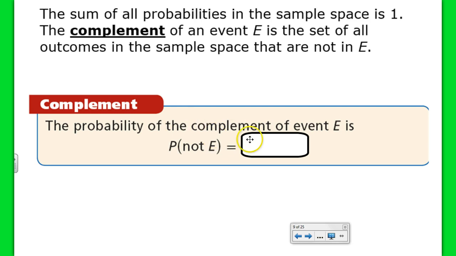The probability of the complement of an event, so the probability of not event E, would be 1 minus the probability of event E. So if I have, let's say, a coin again, and I know the probability of getting heads is 50%, the probability of not getting heads is 1 minus 50%, or 50%.